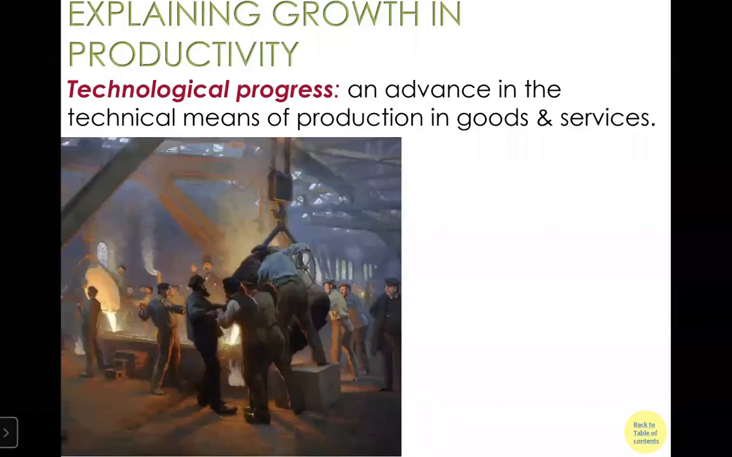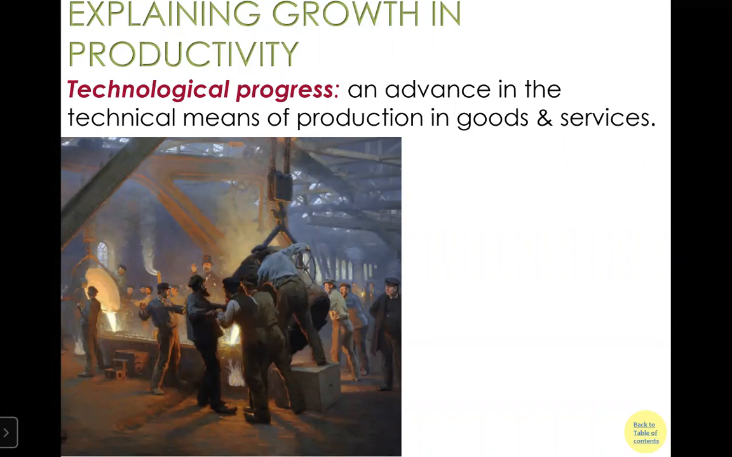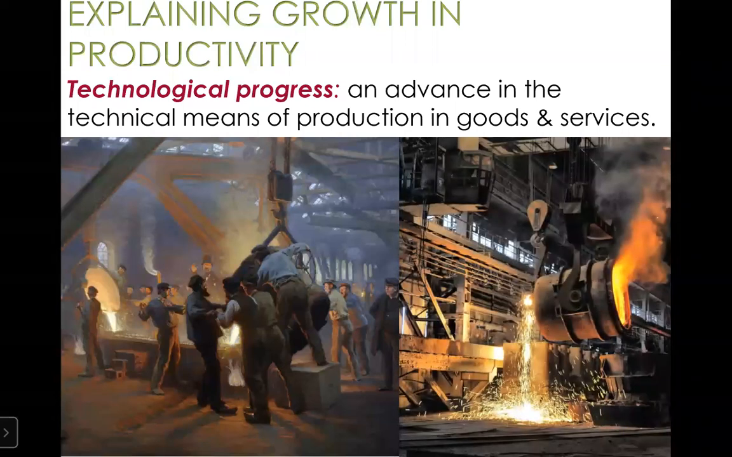Okay, so next is technological progress, which is defined as advance in the technical means of production of goods and services. In this background picture, I just show you one example that happened 100 years ago, when the American economy relied on iron and steel. They invented new ways to refine iron and steel, which dramatically increased productivity.